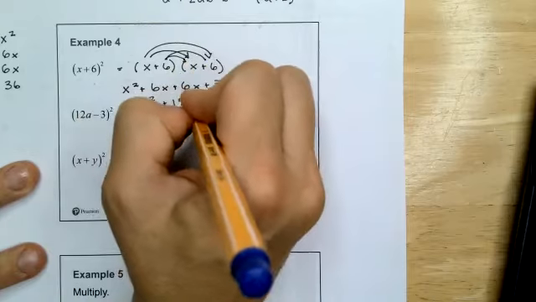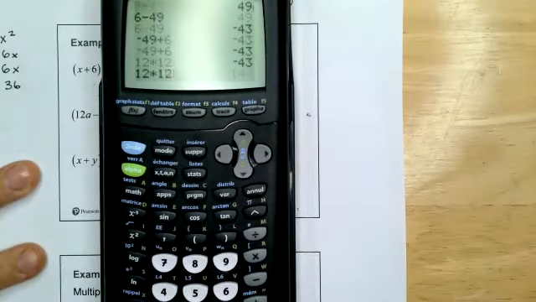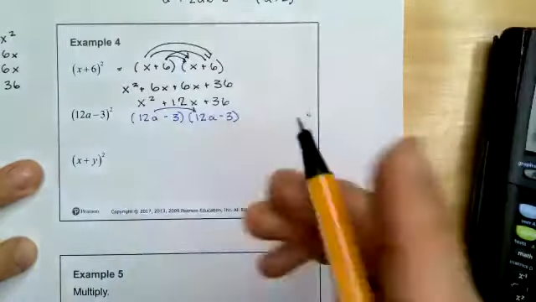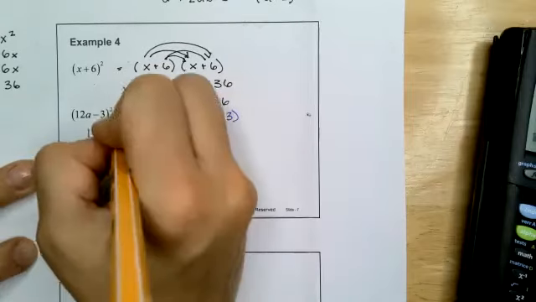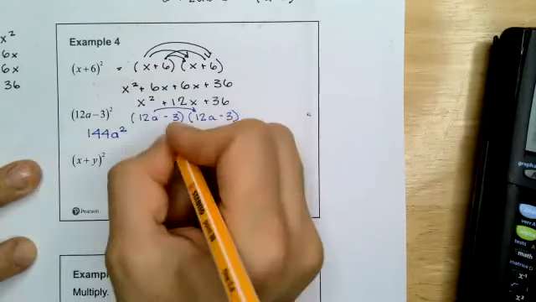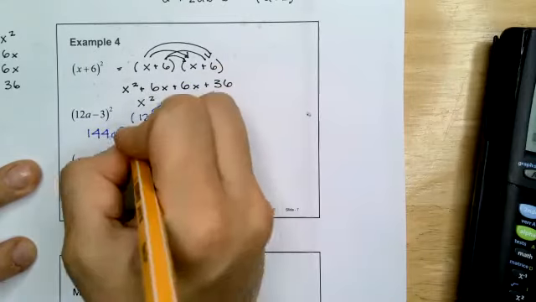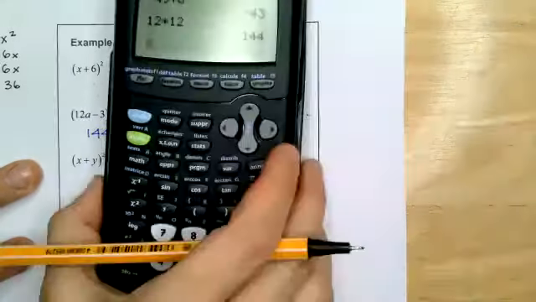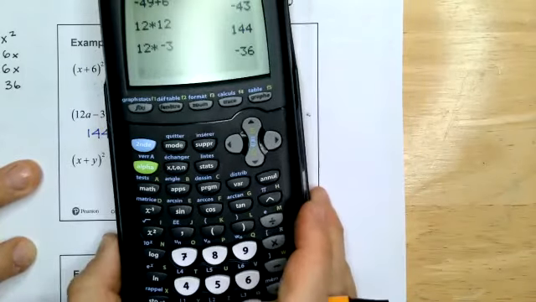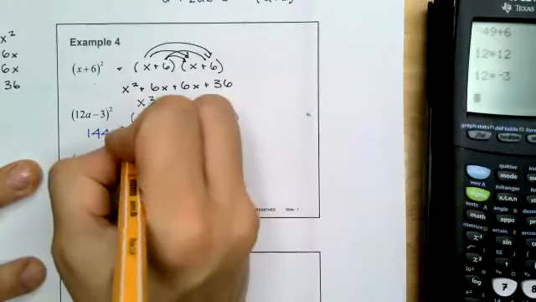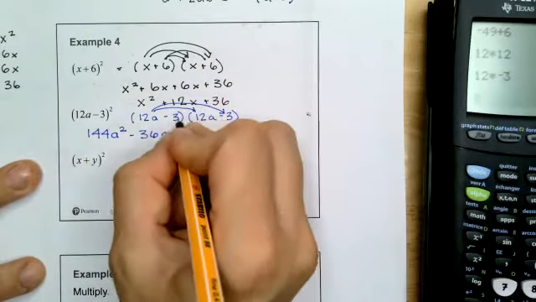So first, 12 times 12 is 144. Remember, a times a is a squared, very important. Outside, 12 times a negative 3. 12 times 3 is 36. Negative times positive is a negative. Negative 36a. Again, I know I'm doing the same thing.